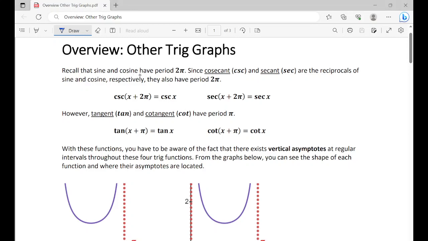Recall that sine and cosine have a period of 2 pi. Since cosecant and secant are the reciprocals of sine and cosine respectively, they also have a period of 2 pi. So cosecant of x plus 2 pi is just cosecant, and secant of x plus 2 pi is just secant.